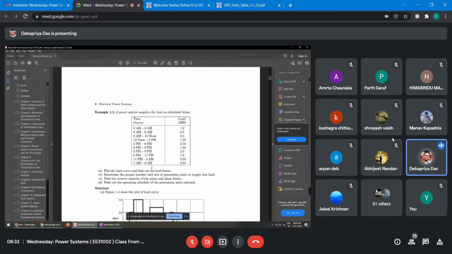This way, from 6 a.m. to 6 a.m. next day, that is, 5 a.m. to 6 a.m., it is 0.8 megawatt. The 24 hours data is given. So plot the load curve and find out the load factor.